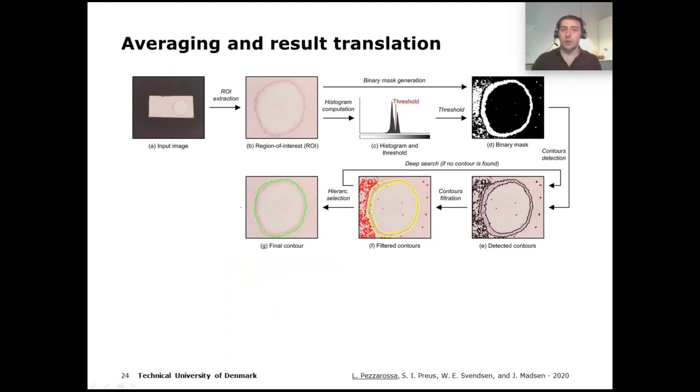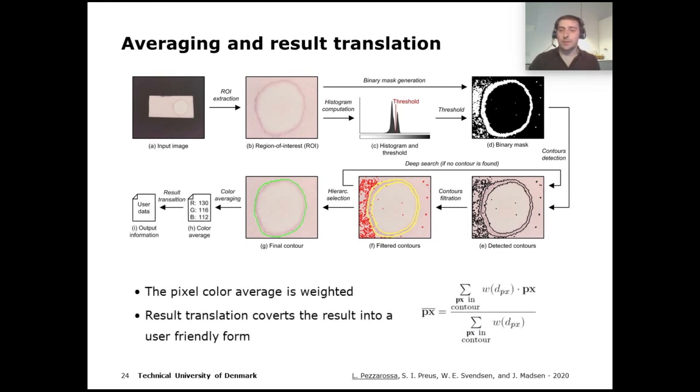Finally, we can do the average of the pixels that are inside the contours, which are the ones that belong to our color marker, and the result translation. The average is weighted, so I can give more weight to certain pixels than others. In this case, if we include the coffee ring, we may say that those pixels count less in the average. The result translation converts the result, which is usually RGB, red, green, blue values, into something that a user can use, for example, bacteria concentration values.